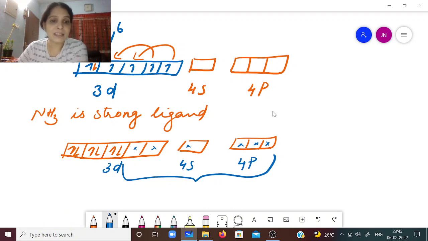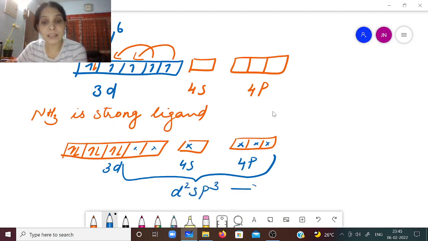You can see that d orbit. How many d orbitals are there? 2 d orbitals, 1 s orbital and 3 p orbitals. So we can understand that the hybridization will be d2sp3 hybridization. So hybridization is d2sp3. This is the first thing we have to find out.